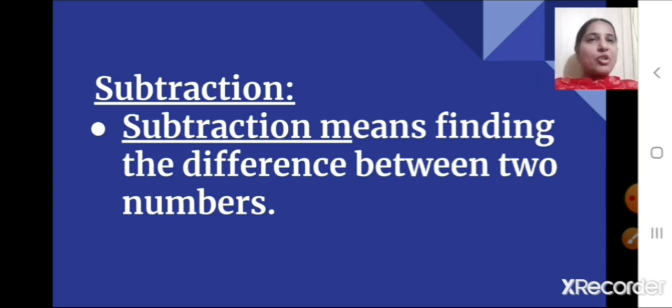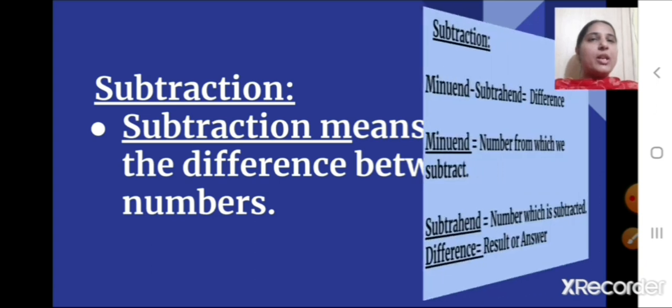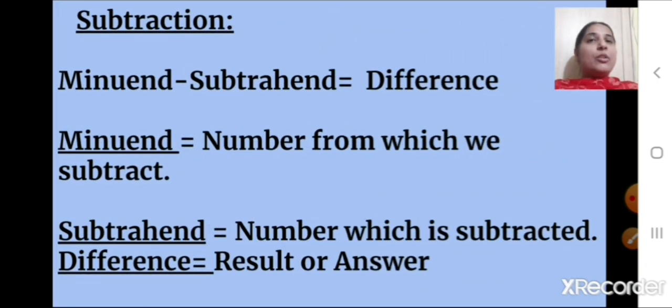So what is subtraction, children? Subtraction means finding the difference between two numbers. Okay. Then when we subtract any number, there are a few terms like minuend, subtrahend and difference. So what is minuend? Minuend is the number from which we subtract, whereas subtrahend is the number which is subtracted. And difference, the result or answer that we get after subtraction, is called the difference.